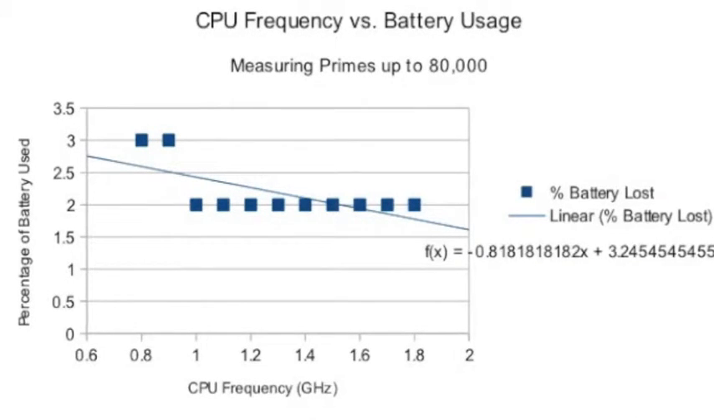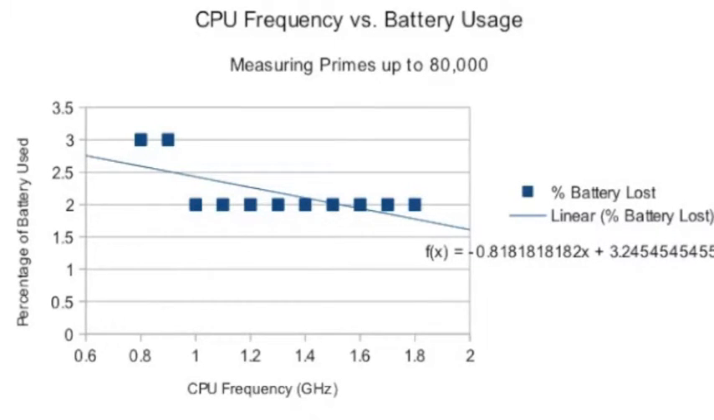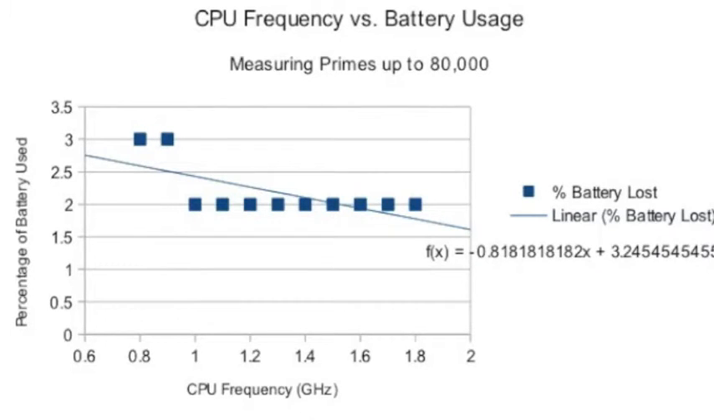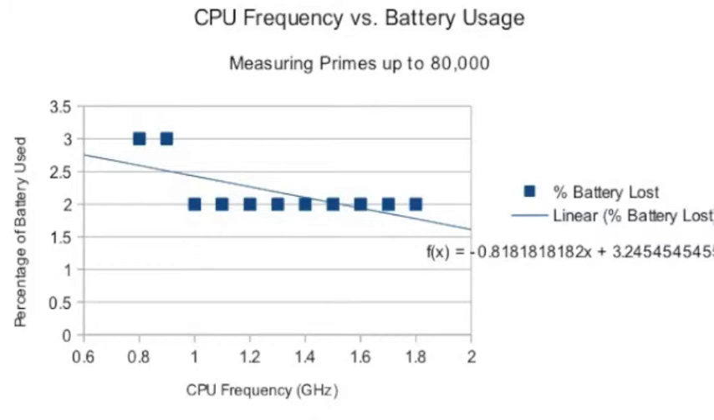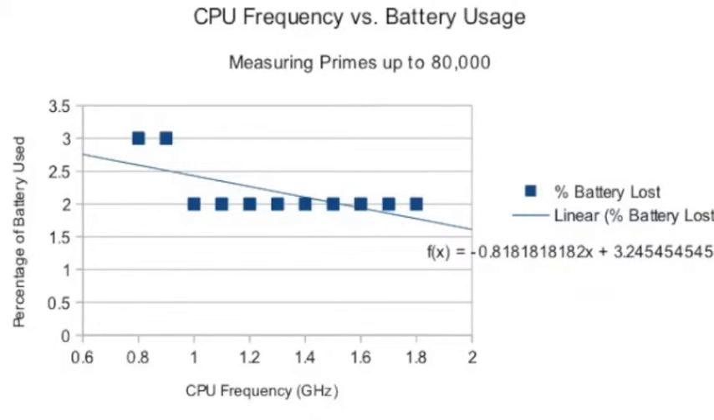So we had a slow change, and really what we're looking at is not so much how much of your battery was used, because that will depend on the computer you're using, but really the difference between what was used and what was not at different frequencies.